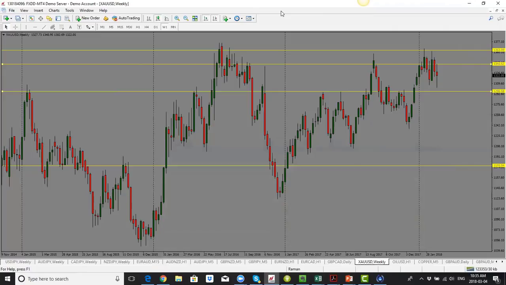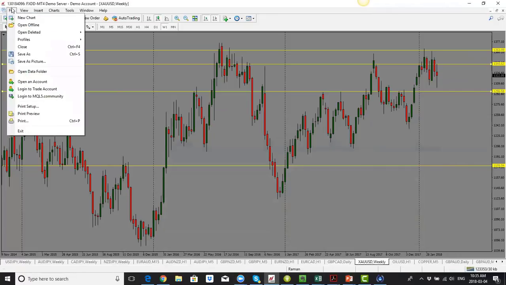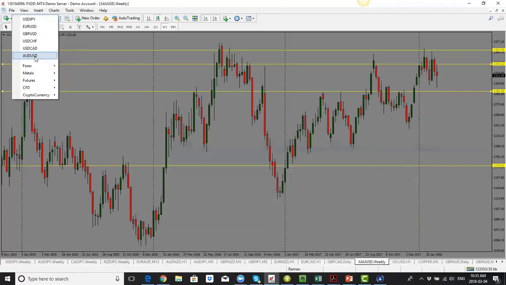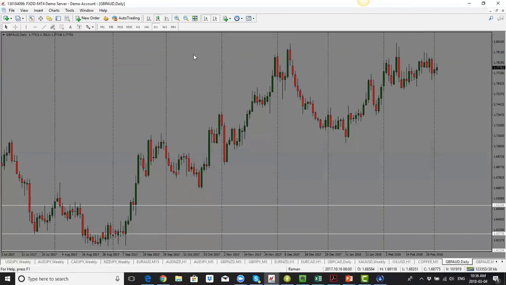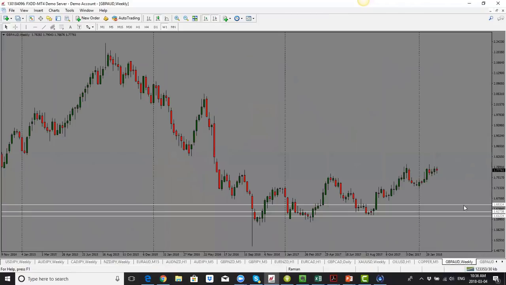Sorry, did you say Pound Aussie or Pound New Zealand? Okay, let's take a look at both of them, Pound Aussie and Pound New Zealand. Let me just pull up a new chart, unless I have a chart. Okay, here's the Pound Aussie.